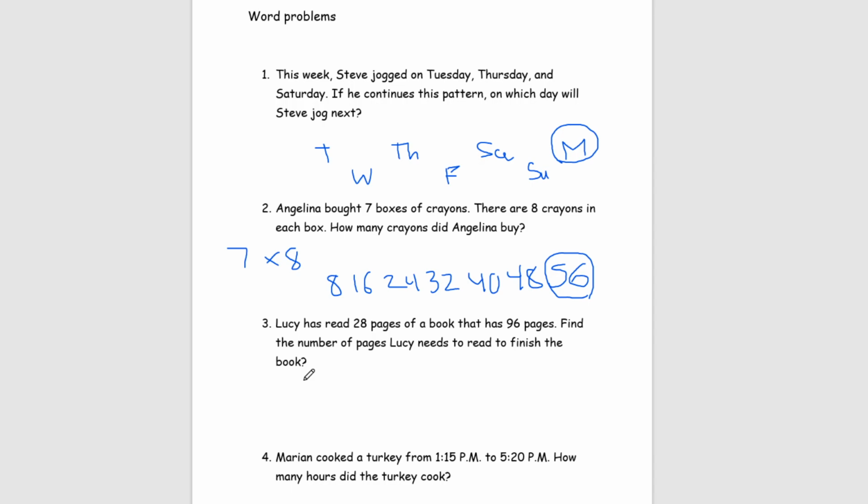And for our last problem, Lucy has read 28 pages of a book that has 96 pages. Find the number of pages Lucy needs to read to finish the book. So we know that there are 96 pages in this book, and there are 28 pages that she's read. To find how many more pages she needs, all we need to do is subtract. So 6 minus 8, not possible. So we borrow from this 9. 9 becomes an 8, 6 becomes 16. 16 minus 8 is 8, and then 8 minus 2 is 6. And so she has 68 more pages that she has to read.